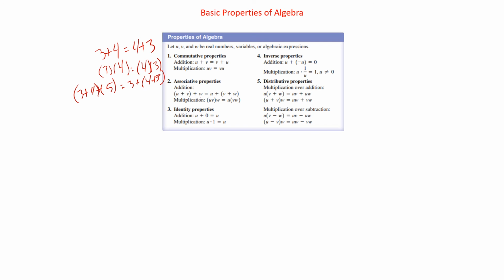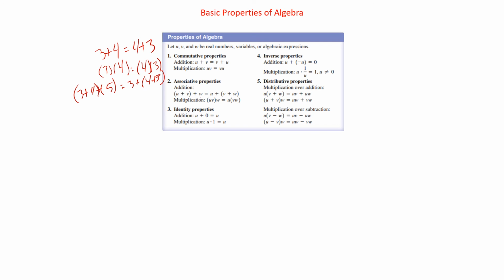Combine that with the commutative property, we could go 3 plus 5 is 8, plus 4 is 12. That can help us with mental math when we're dealing with big numbers that group nicely. In this case, it really doesn't matter because these numbers are all small. Same thing with multiplication. The identity properties: if you add 0 to something, 0 is the additive identity, you get the same thing. If you multiply 1 to something, 1 is the multiplicative identity, you get that same thing.